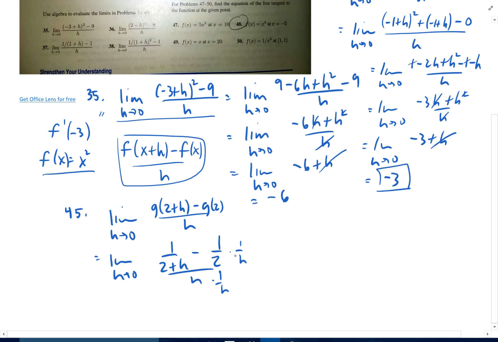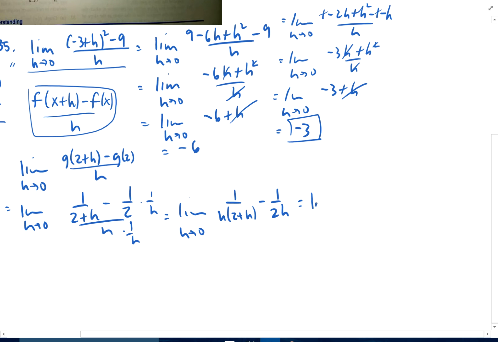Get rid of that equal sign there, and see what I get. So then I get the limit as h approaches 0 of 1 over h times 2 plus h minus 1 over 2h. Still can't plug 0 in, so let's keep doing some algebra and keep simplifying this. Let's get a common denominator here. Multiply this, so I get 2 over 2h times 2 plus h. Alright, multiply this by 2, top and bottom. Multiply this by 2 plus h.